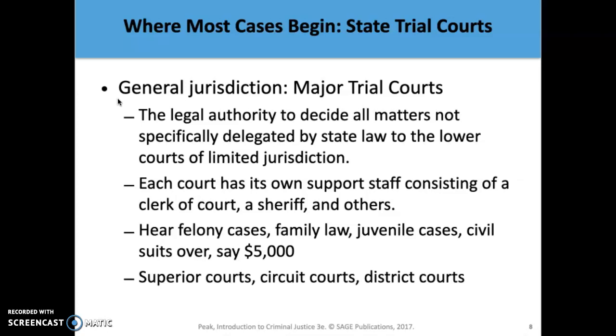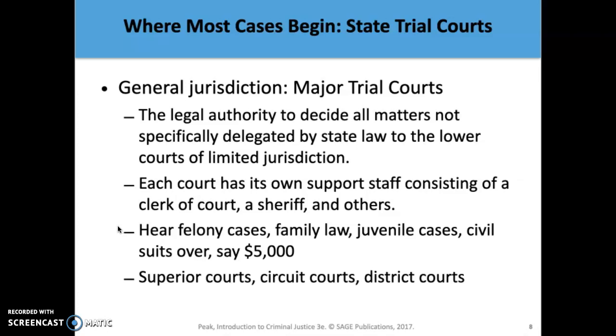These courts will also hear the more serious civil cases, generally suits over $5,000, for example. A lot of times, these trial courts of general jurisdiction also deal with family law matters, juvenile matters, things like that, right? These courts often have both time and resources to devote to these more serious offenses because, let's be honest, most crimes that occur are misdemeanors, right? So a lot of misdemeanors out there, not so many felony cases, all right?